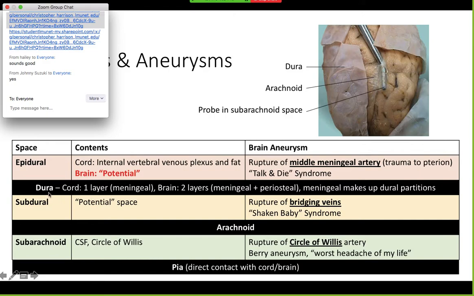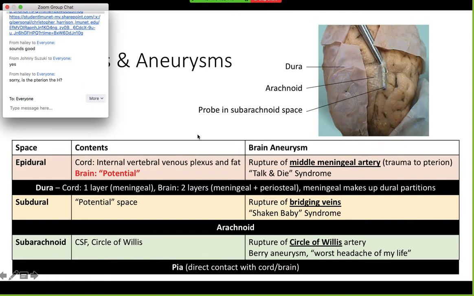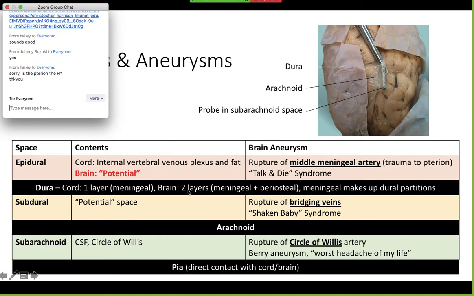The next thing is that in the brain, we have both a meningeal and a periosteal layer. Yes, the pterion is that H shape. That's right. So in the brain, we have two layers, both a meningeal and a periosteal layer. And it's important to know that the meningeal layer is giving rise to those dural partitions. So things like the falx cerebri and the falx cerebelli that you talked about.